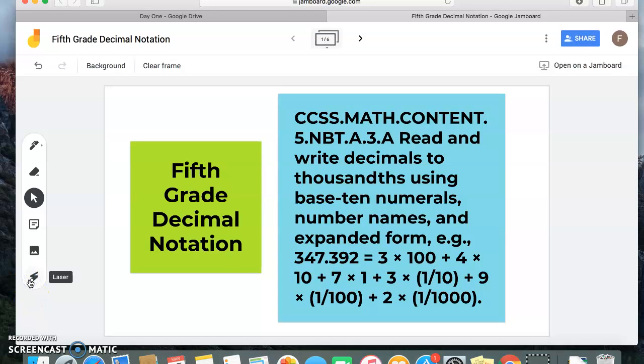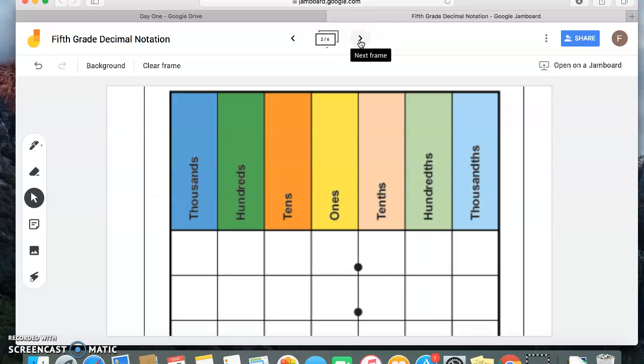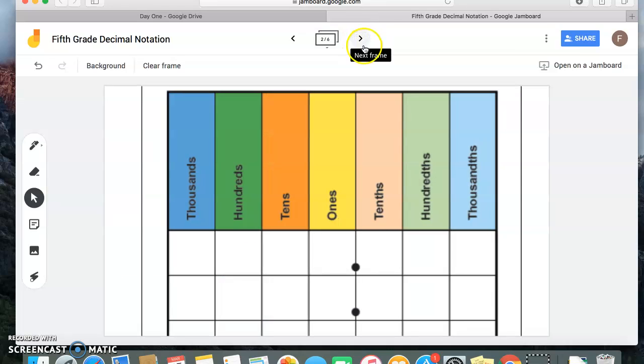Hello, today we are going to focus on decimal notation. You are going to read and write decimals to thousandths using base 10 numerals, number names, and expanded form, just like this example here. What I would like to focus on first is this place value chart.